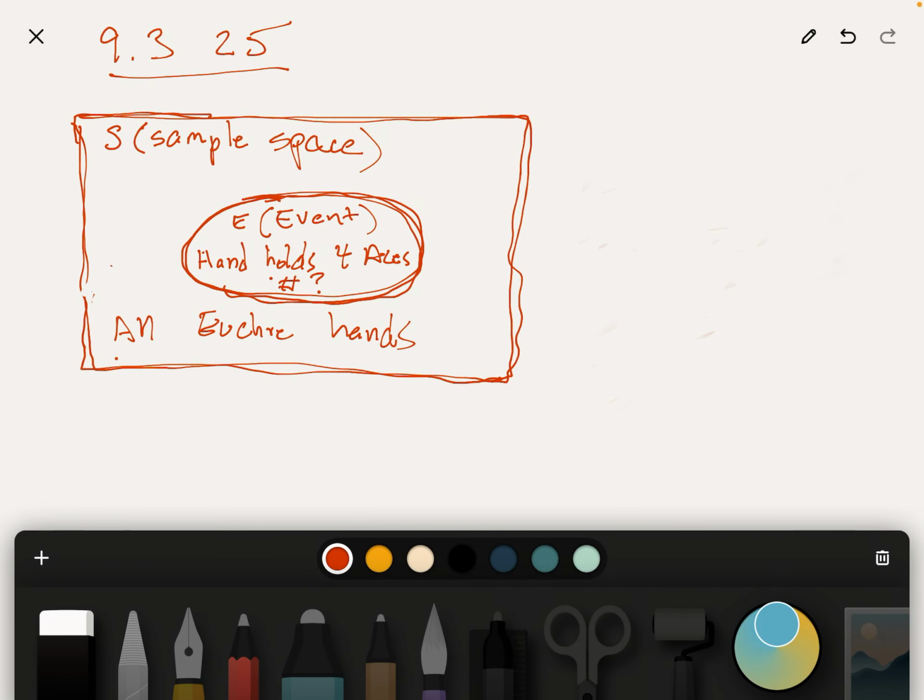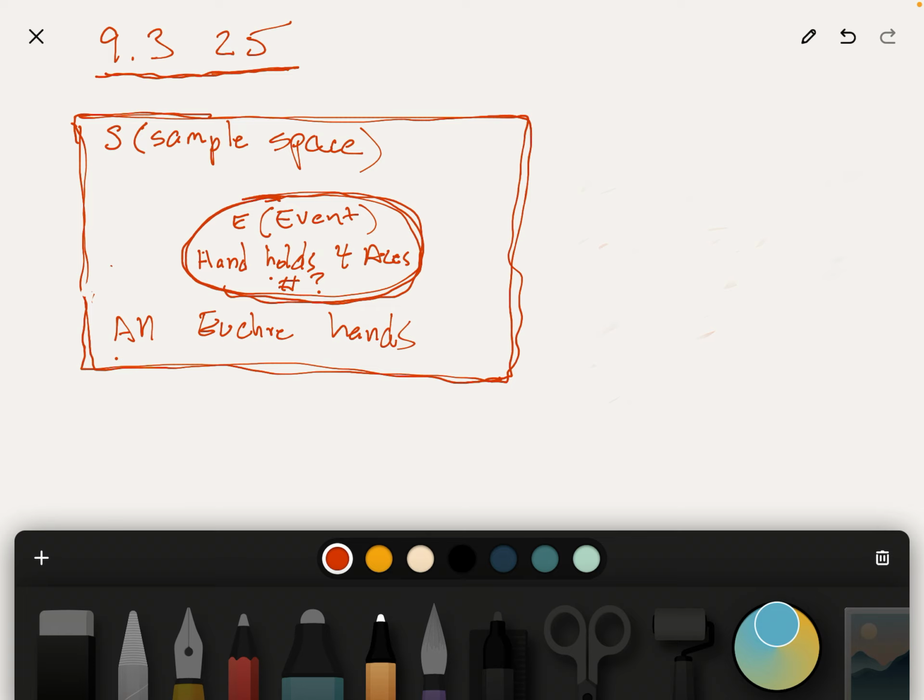Okay, so we're looking at exercises 9.3, problem 25. And it's a probability problem, no surprise. Problem 25 is about euchre hands. So you've read the setup here. There's 24 cards.